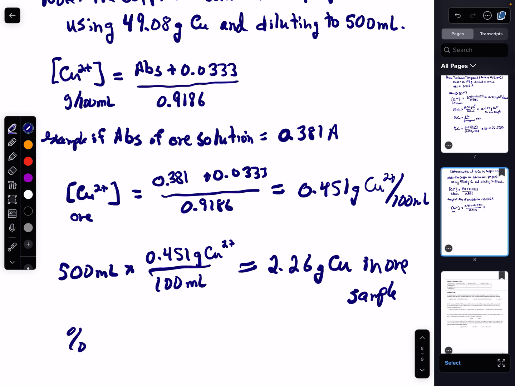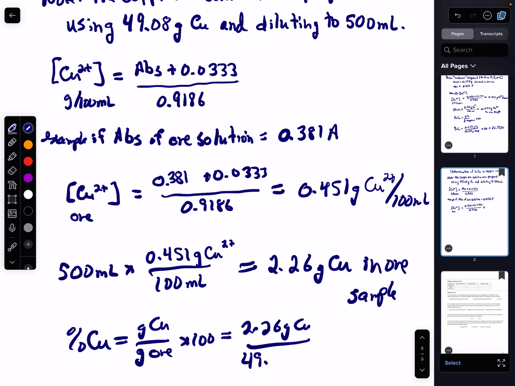And the percent copper then is going to equal the grams of copper over the grams of ore times 100. So it's going to be 2.26 grams of copper divided by 49.08 grams of ore times 100. Dividing by 49.08, we come out with 4.59% copper in that ore. Okay, that's a made-up example. So that's the way to do the calculations for this experiment.